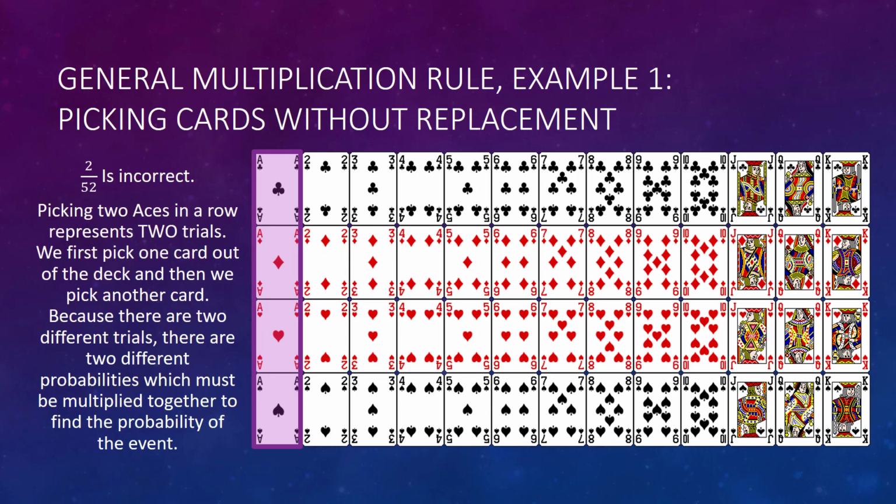Picking 2 aces in a row represents 2 different trials. What's happening is that we're first picking one card out of 52, and then we pick another card. Because there are 2 different trials, there are going to be 2 different probabilities, which have to be multiplied together to find the overall probability of the event.